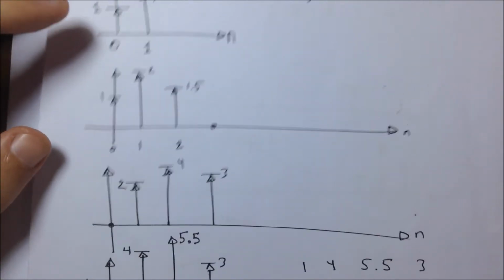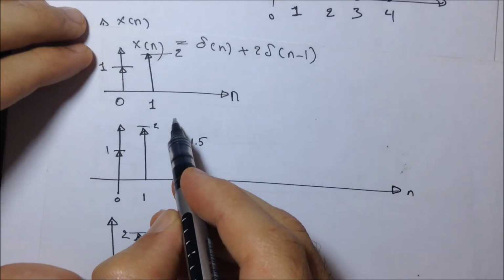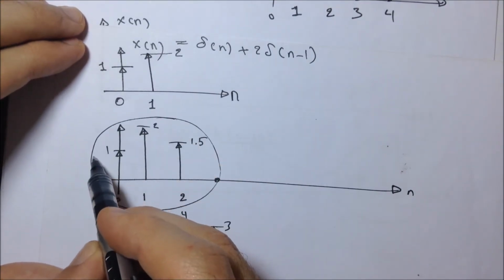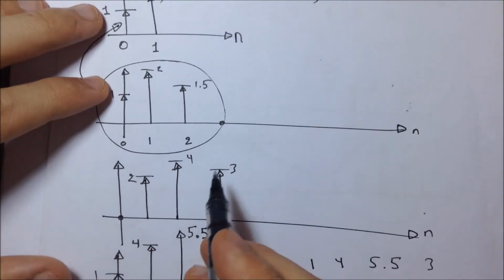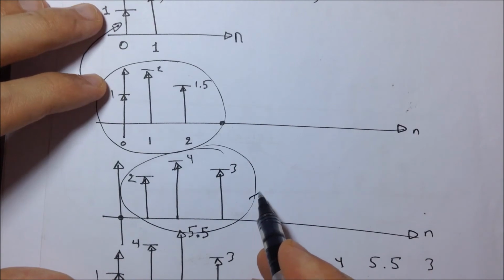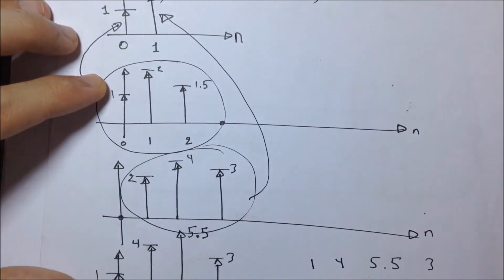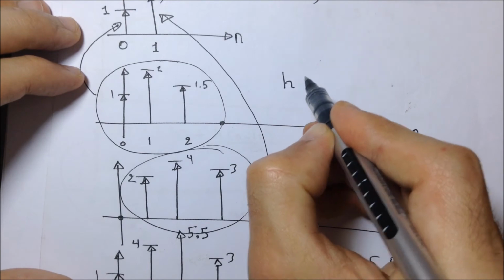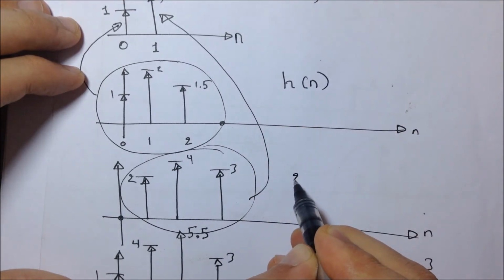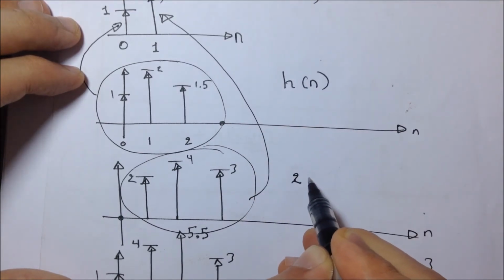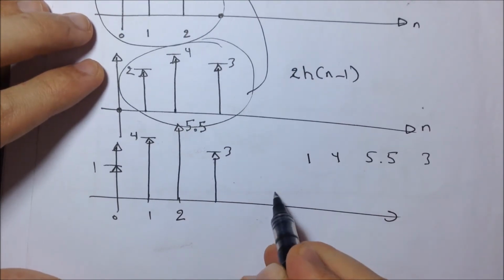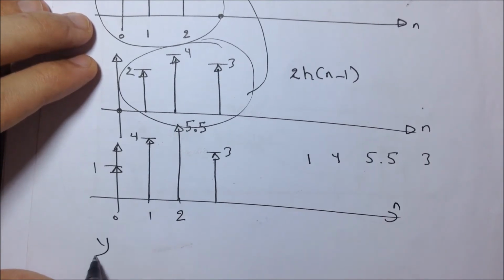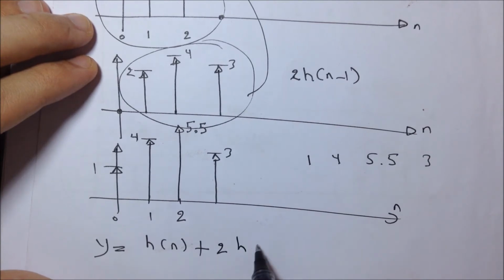Now to summarize, we can say that this was actually the response of the system to this impulse individually, and this was actually the response of the system to this impulse individually. This is h of n, and this is 2 h of n minus 1. And this is the output, y, which equals h of n plus 2 h of n minus 1.